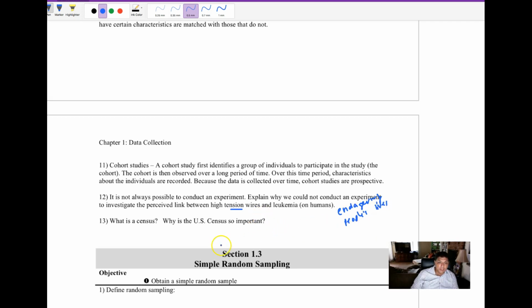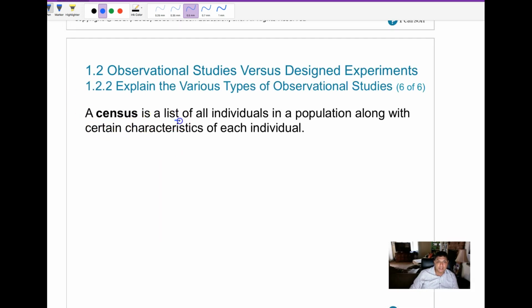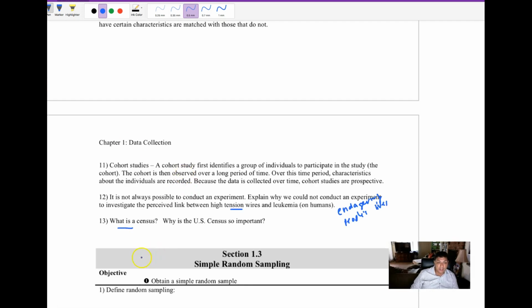And the last term here: what is a census and why is the U.S. Census important? That's when we collect data. Here is what a census is: a list of all individuals in a population. And so we could end on that. Every 10 years, the United States tries to conduct a census where they try to collect demographic data on everyone in the United States. That's why it's called the census, but that's what a census is: a list of all individuals in a population.